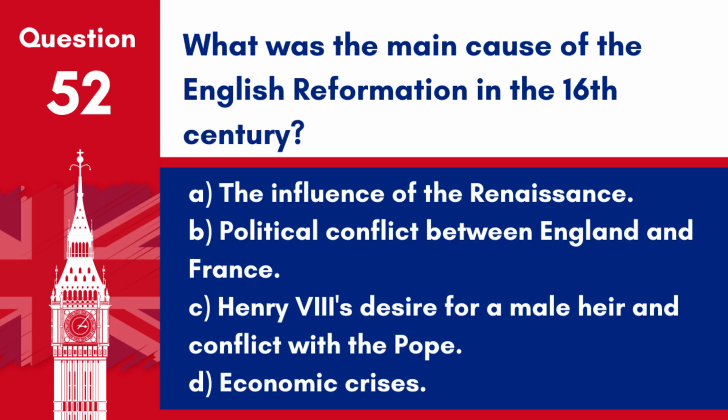Question 52. What was the main cause of the English Reformation in the 16th century? A. The influence of the Renaissance. B. Political conflict between England and France. C. Henry VIII's desire for a male heir and conflict with the Pope. D. Economic crisis. Answer: C. Henry VIII's desire for a male heir and conflict with the Pope. The English Reformation began as a result of King Henry VIII's desire to annul his marriage to Catherine of Aragon, which the Pope refused, leading Henry to establish the Church of England with himself at its head.